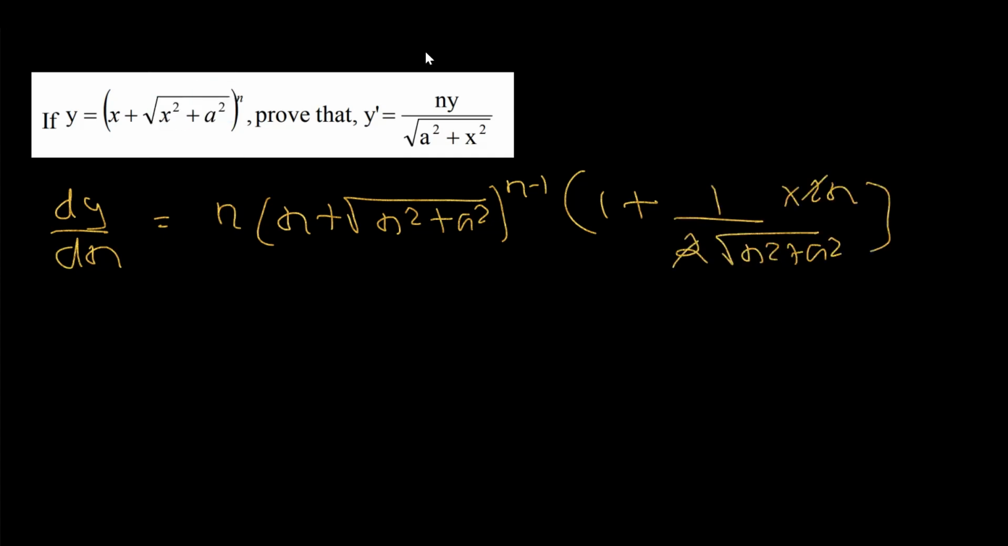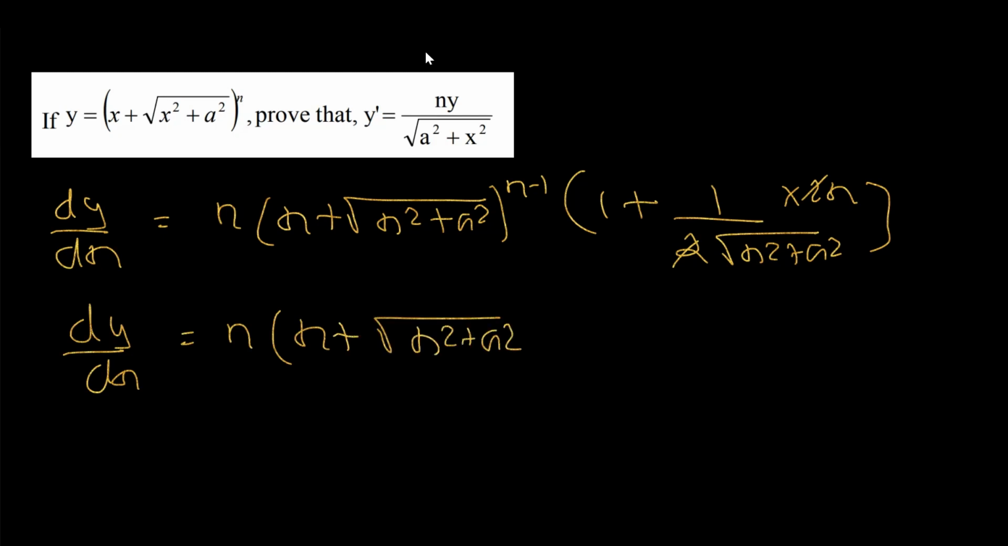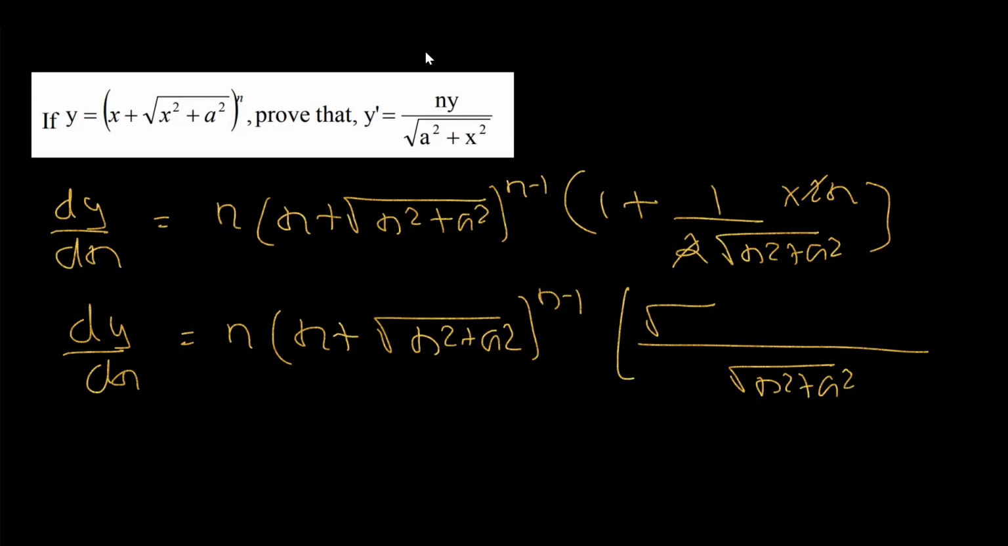Now next is to simplify this. This is dy by dx is equal to n times x plus under root x square plus a square, whole power n minus 1. And on this part, if I take LCM, LCM is going to be x square plus a square, and 1 multiplied by this is the same, that is x square plus a square plus x. Now look into the to prove part. To prove part, we need this over here. I can see, but we need a y.